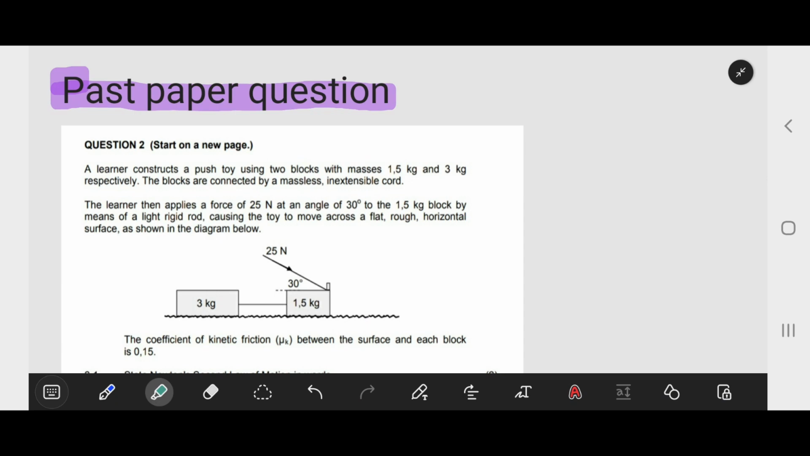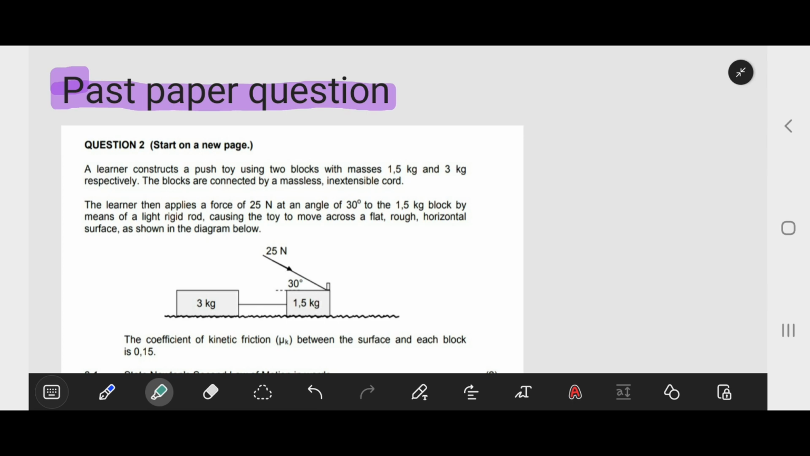Welcome to MS 100 lessons, and in this lesson I'll be doing a past paper on Newton's laws. So I'll start by reading the question and then we perform our analysis using the steps that we follow in MS 100. So I'll start by reading the instruction.